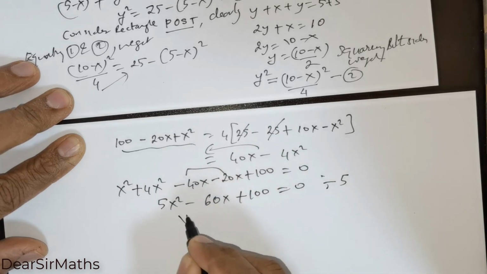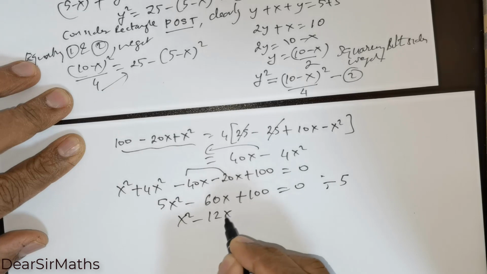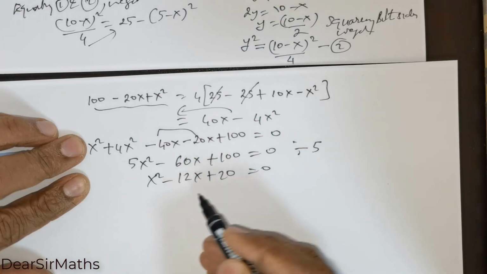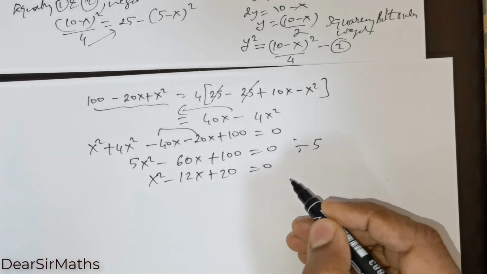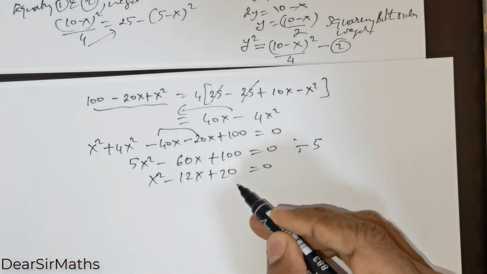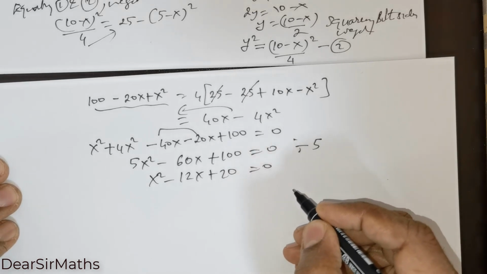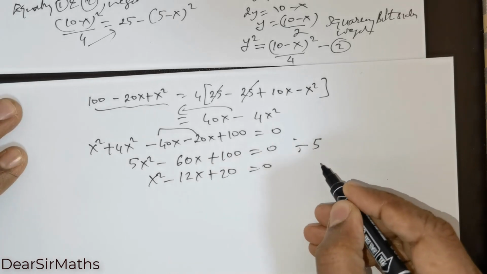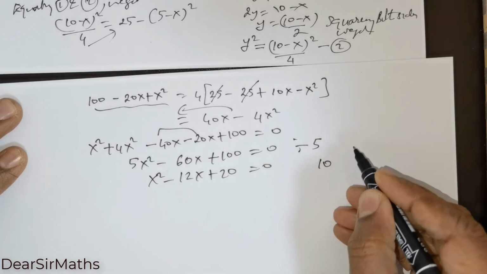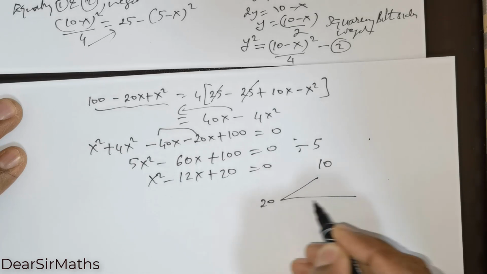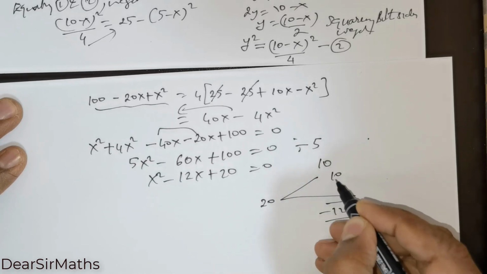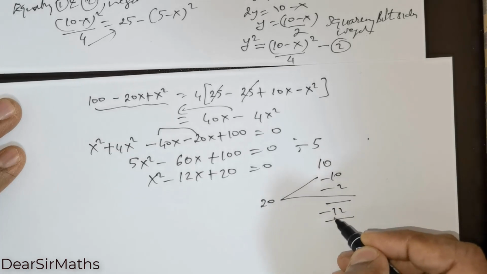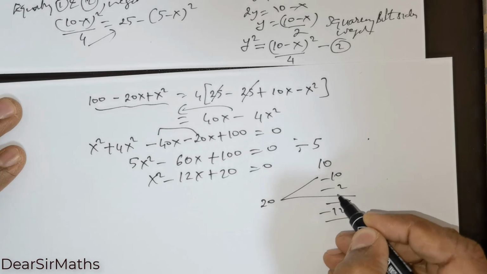You divide by 5, you get X squared negative 12 times X positive 20 is equal to 0. So you need to get 12 and you need to get 20. Do you think we can factorize? You got 20 there, you got negative 12, so negative 10 and negative 2. Negative 10 added with negative 2 will give me negative 12, negative 10 multiplied with negative 2 will give me 20.